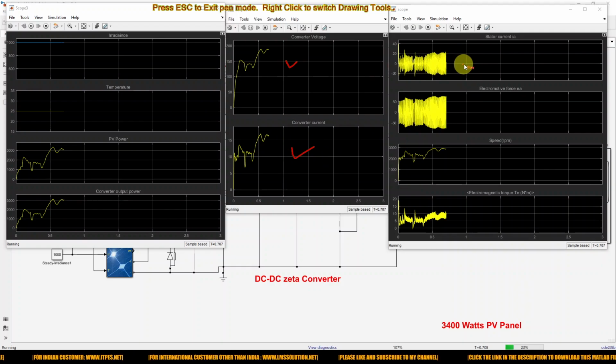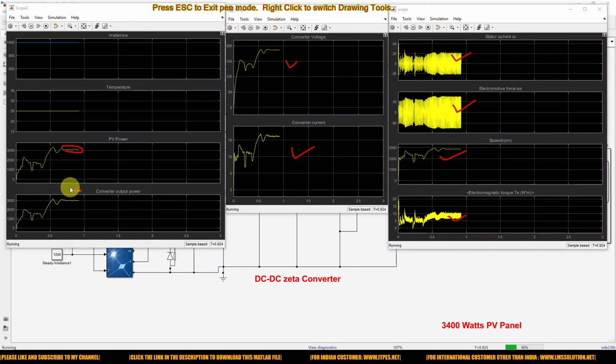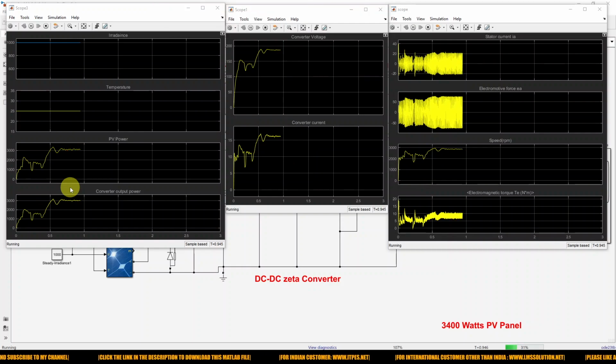So this is the stator current of the BLDC motor, the EMF of the BLDC motor, the speed of the BLDC motor, and the torque of the BLDC motor. Here you can see that it reached the maximum power point, right? So we wait for some time and then we check the results.